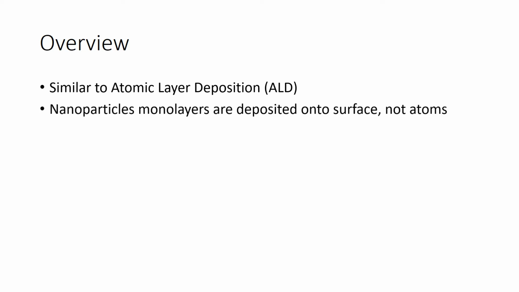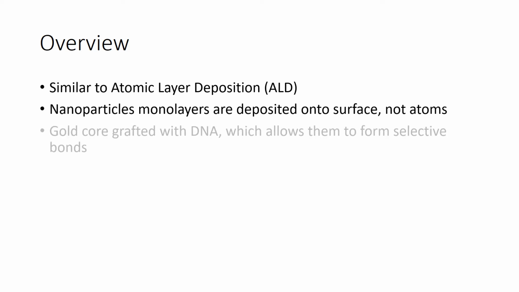Let's start with a quick overview. The epitaxial growth of DNA-assembled nanoparticle superlattices is very similar to atomic layer deposition, or ALD. The main difference is that in this system, we're depositing monolayers of nanoparticles rather than monolayers of atoms onto a surface. For this presentation, I will be speaking about the specific system of nanoparticles composed of a gold core that are grafted with DNA, and this DNA is what allows them to form selective bonds.